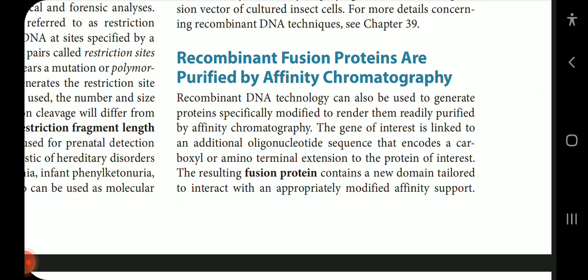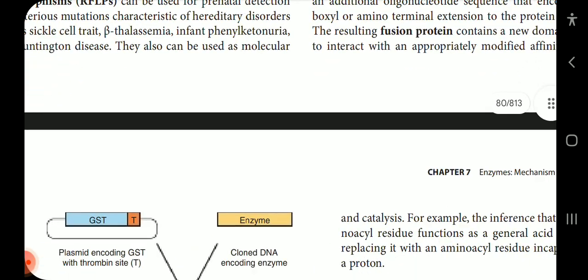Recombinant fusion proteins are purified by affinity chromatography. Recombinant DNA technology can also be used to generate proteins specifically modified to render them readily purified by affinity chromatography. The gene of interest is linked to an additional oligonucleotide sequence that encodes a carboxyl or amino terminal extension to the protein of interest. The resulting fusion protein contains a new domain tailored to interact with an appropriately modified affinity support.